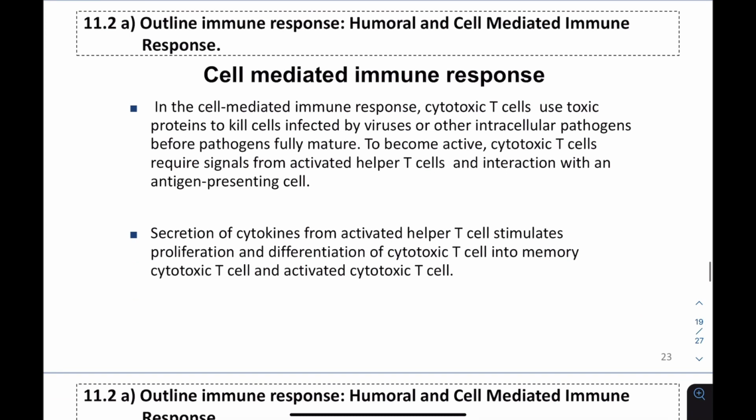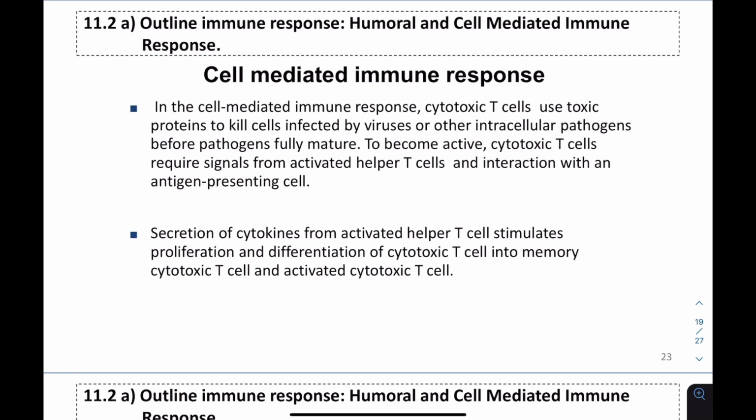Okay, next kita akan tengok cell-mediated immune response. So in the cell-mediated immune response, cytotoxic T cell use toxic proteins to kill cell infected by viruses or ada intracellular pathogens before pathogens fully mature. To become active, cytotoxic T cells require signals from activated helper T cell and interaction with antigen-presenting cell such as B cells.